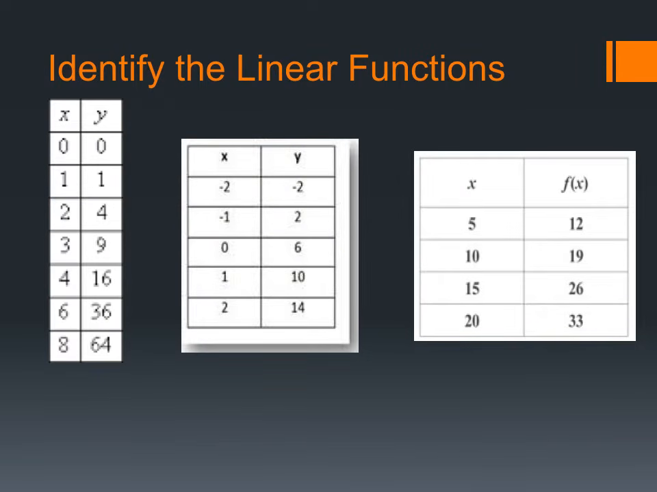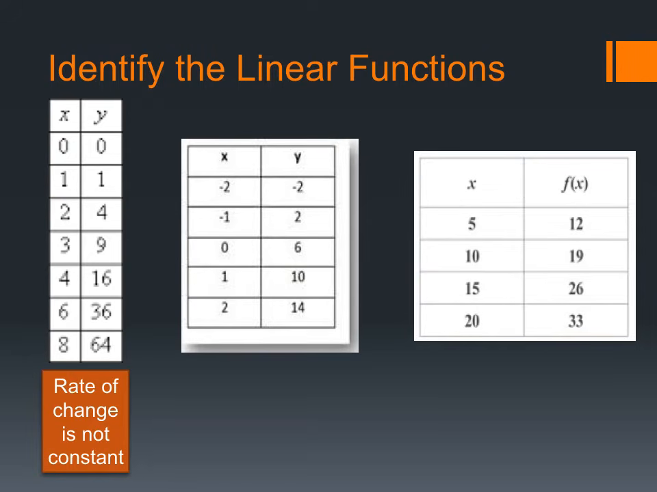We're told to identify the linear functions. Let's consider in the first table, as x increases by 1, y is not increasing by the same amount. Therefore, the rate of change is not constant and it's not linear.